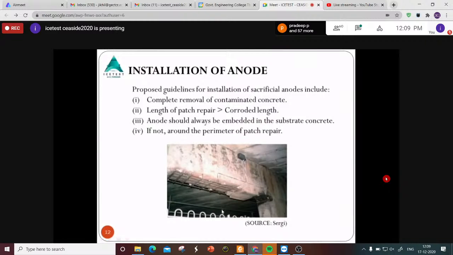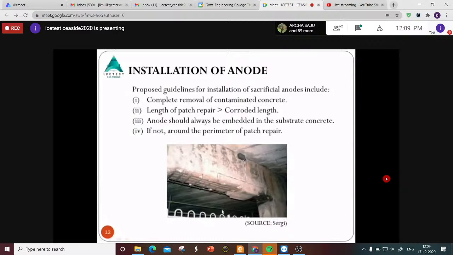Next is the installation of the anode. Many researchers have proposed certain installation guidelines for sacrificial anodes. In the field, the contractors and engineers have installed them in accordance with studies conducted either in the lab or in simulation software such as COMSOL or ANSYS, etc.